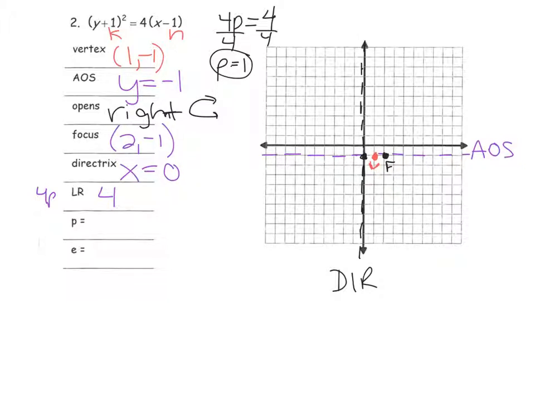So what I'm going to do is go 2 on either side. Okay, so from the focus, I'm going to count up 2, and I'm going to count down 2, because that's going to give that parabola that open right shape. And I'm going to connect like that in the sketch, and that's what my parabola will look like. So p once again was 1, the eccentricity is 1 because it's a parabola, so it always is. And that's that.